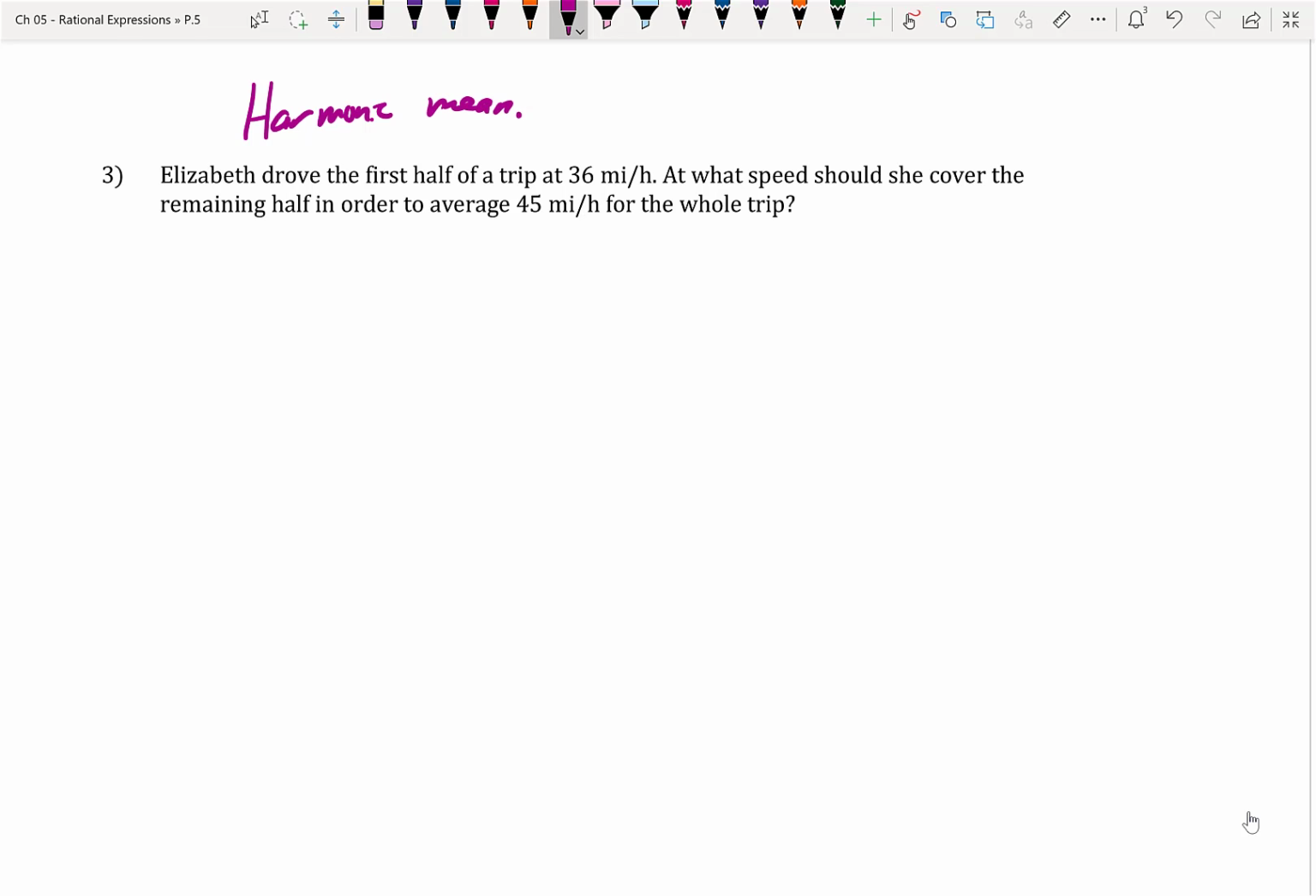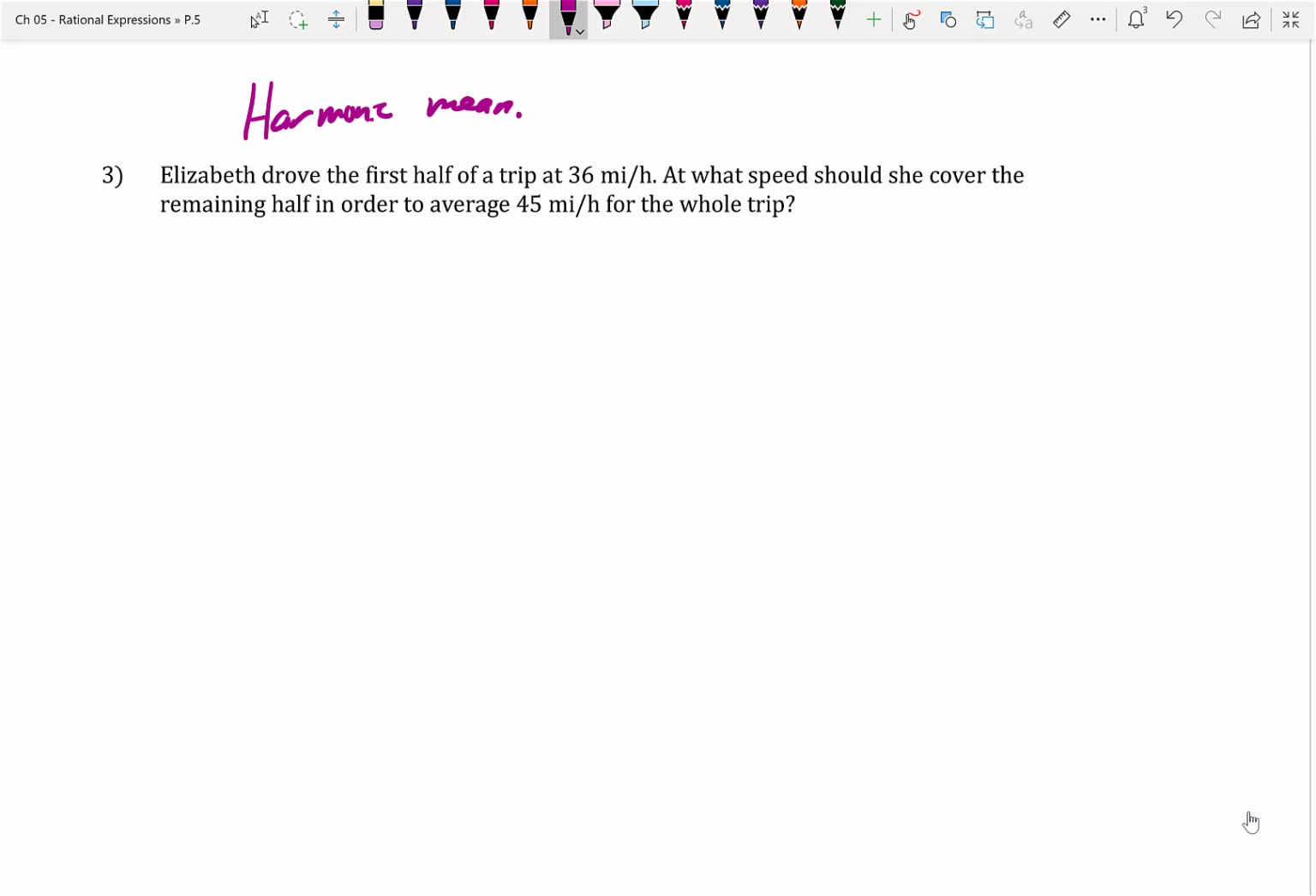Harmonic mean. All I want you to realize is that it's not as straightforward as you think, because you cannot average rates. You can't do that. Rates don't work that way. Rates are ratios. Ratios are fractions. You can't add fractions by adding numerators and denominators together. That's just not how this works.